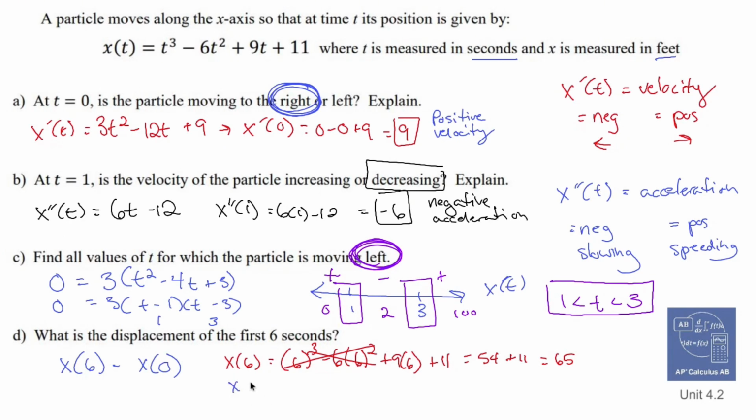x of 0 is going to be 0 plus 0 plus 0 plus 11, which is 11. So my displacement is going to be, I'm now at 65 feet to the right, I'm subtracting 11 feet to the right, which means I went from 11 to 65, and that is a change of, why am I struggling, 54 feet? So there you have it, 54 feet.